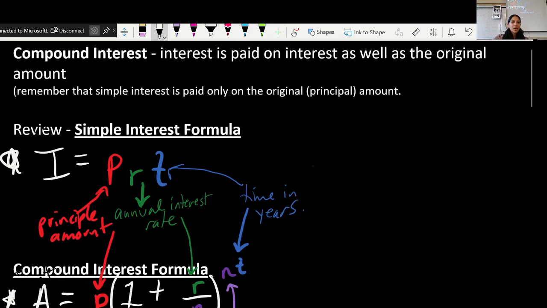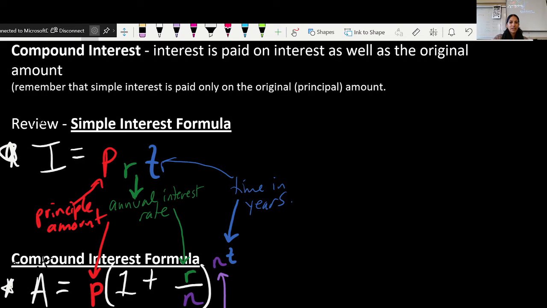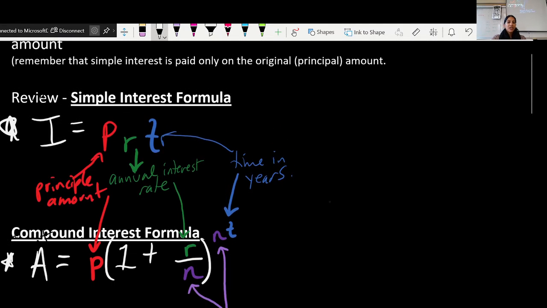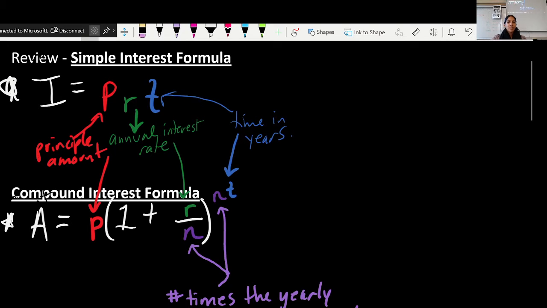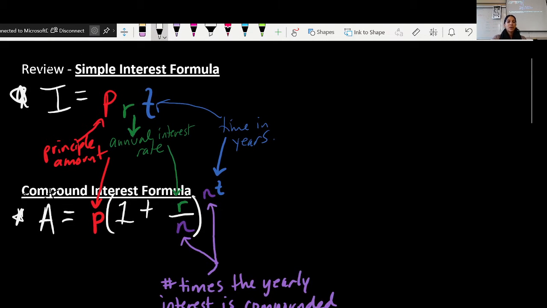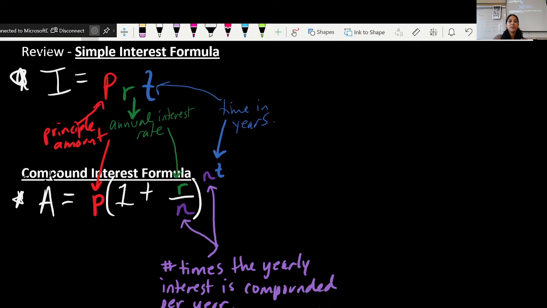And then here's the part that sometimes throws people off a little bit. The N value that's here, we haven't seen that before. The N value is the number of times the yearly interest is compounded per year. I think this will make a lot more sense once we actually get into some examples, and you can see how that N value shows up and how we plug that in.